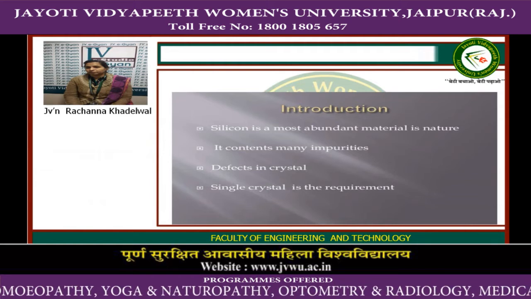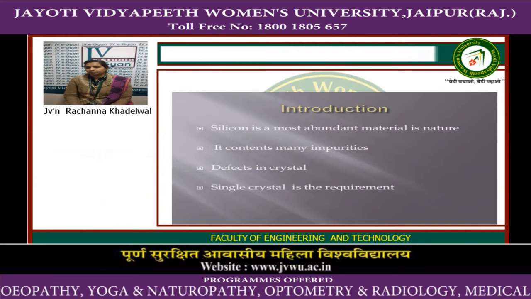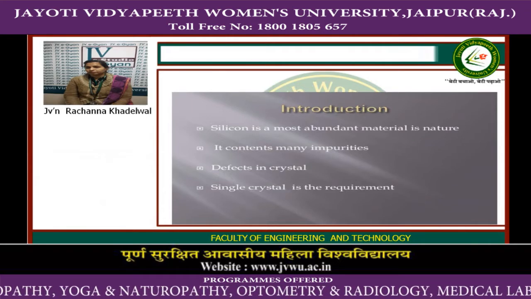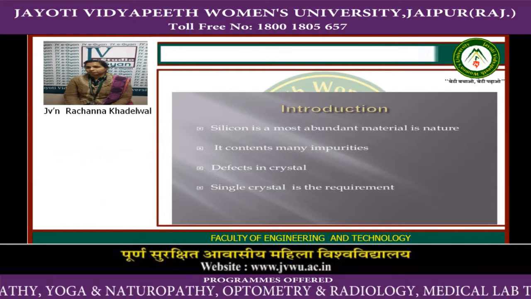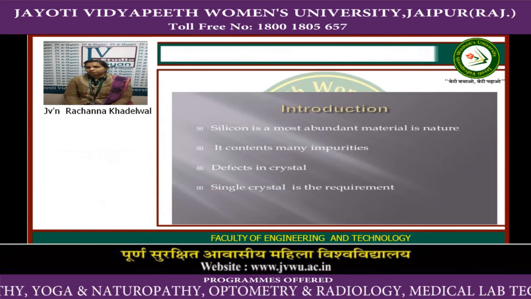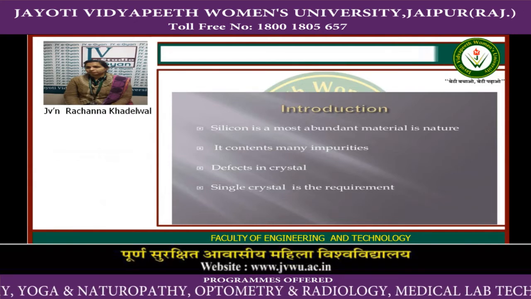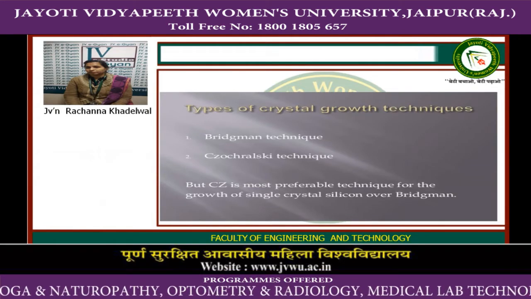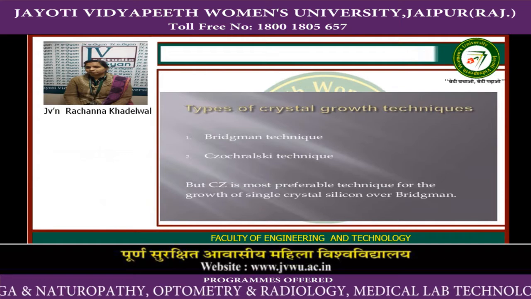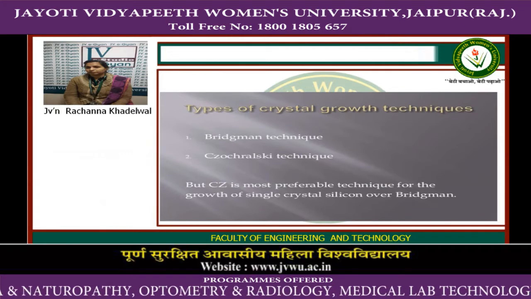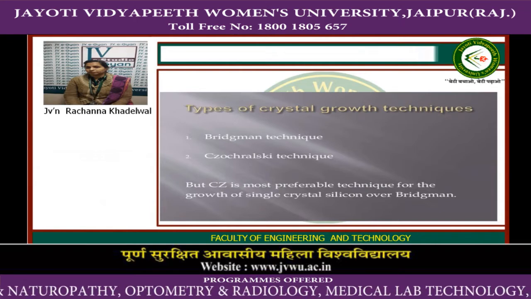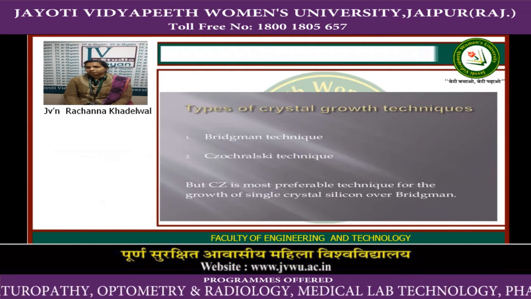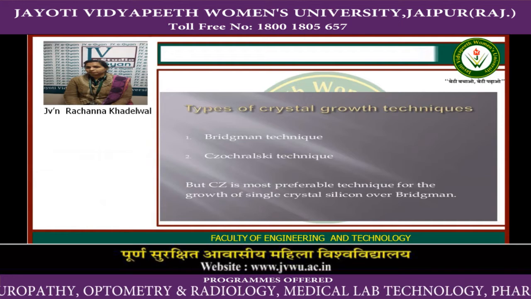Silicon, denoted by Si, is the most abundant material in nature. It contains many impurities and defects in the crystal, but single crystal is the requirement. Now, types of crystal growth. Crystal growth is a technique used in VLSI, and it is divided into two types. One is the Bridgman technique, and the other is the CZ technique. But CZ is the most preferable technique for the growth of single crystal silicon compared to Bridgman.